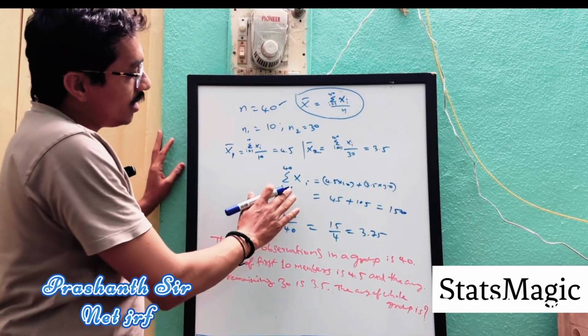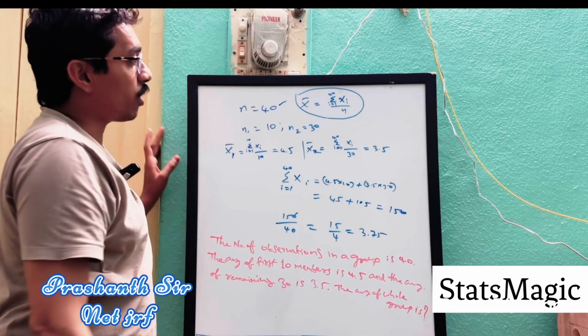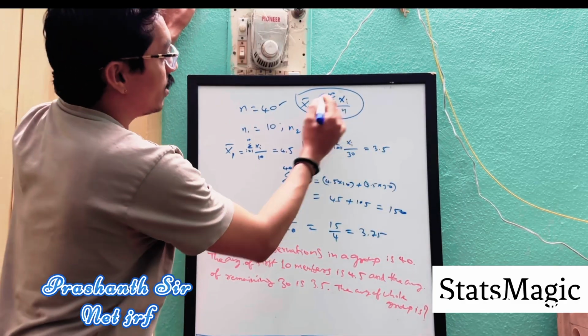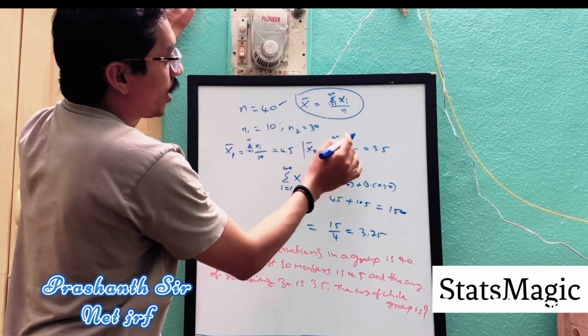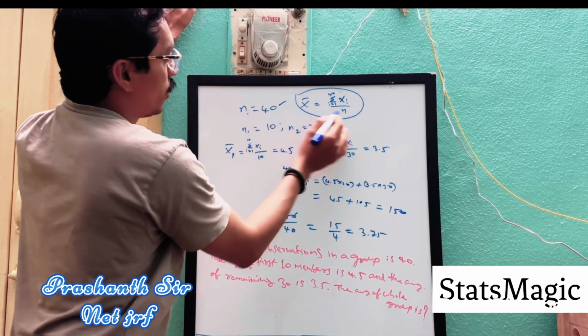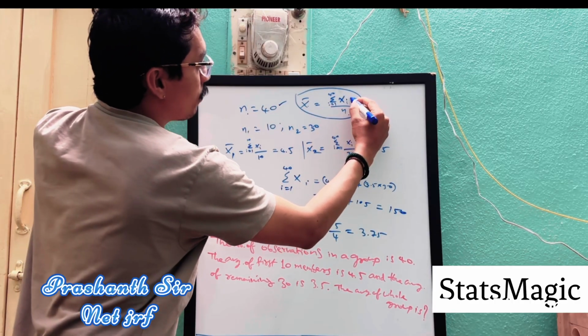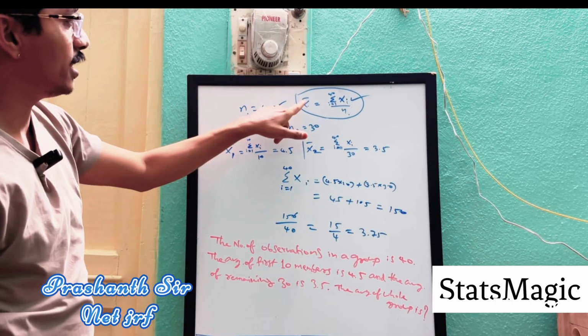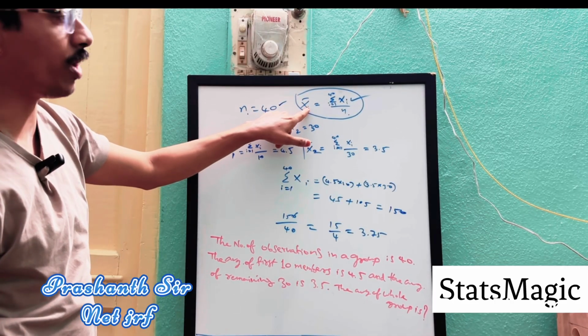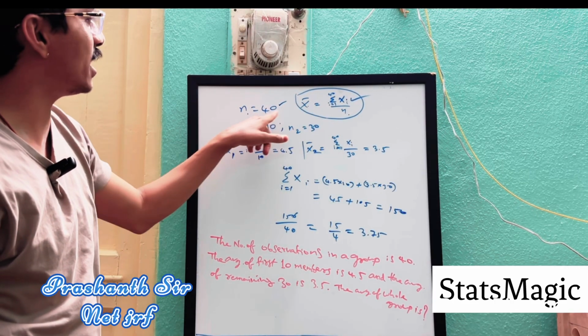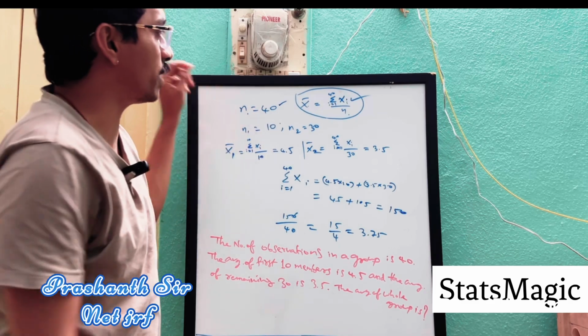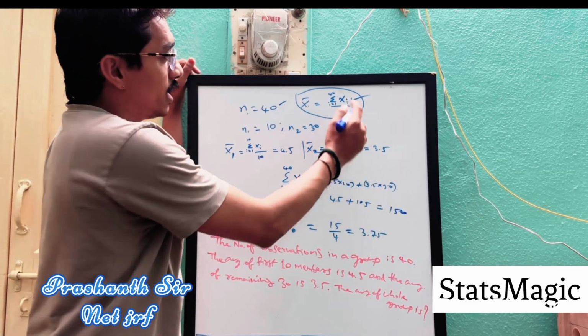From this, what do we need to find out? The actual question is x bar, the average of the whole group. For this we need the numerator part. N equal to 40 is already given, the total number of observations or members in the group.